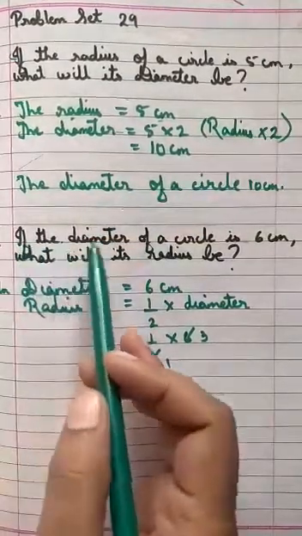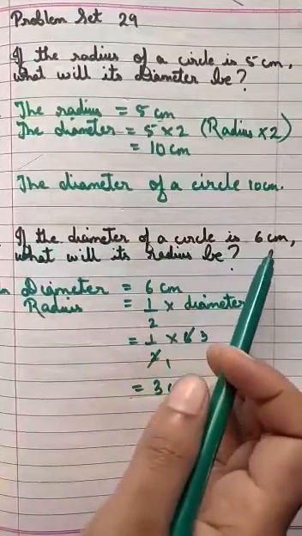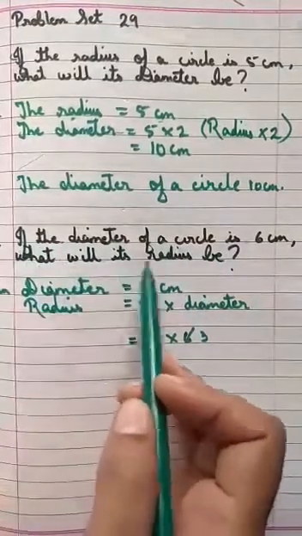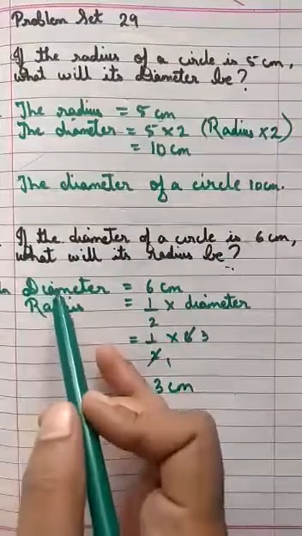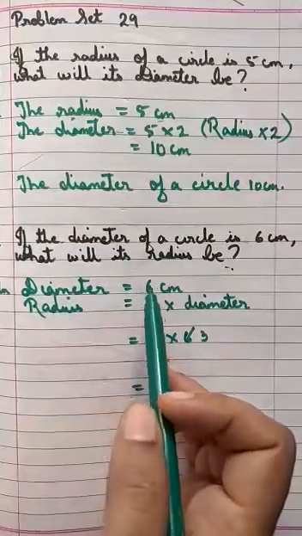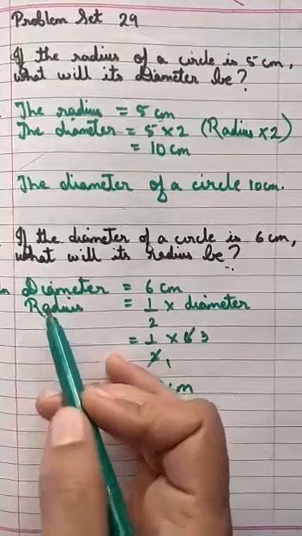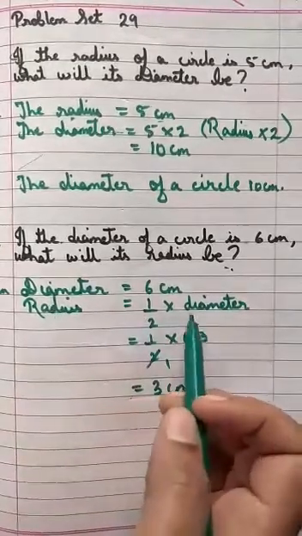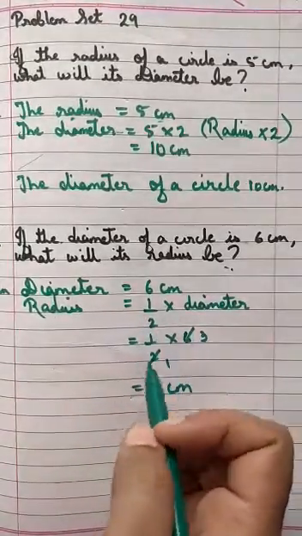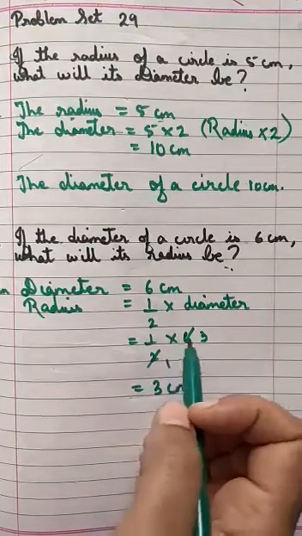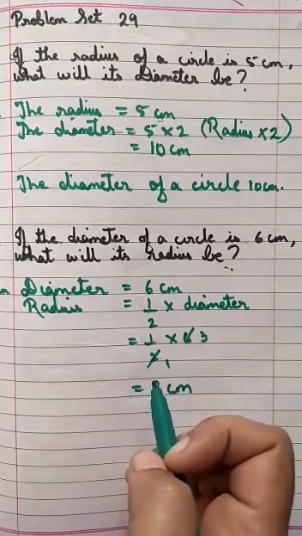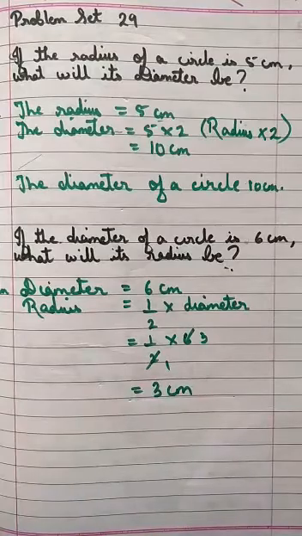Next is, if the diameter of a circle is 6 centimeter, what will its radius be? So the diameter is 6 centimeter. We know that radius is half of diameter. So we will write radius is equal to half into diameter. Half into 6, that is 2 1s are 2, 2 3s are 6. So answer is 3 centimeter.